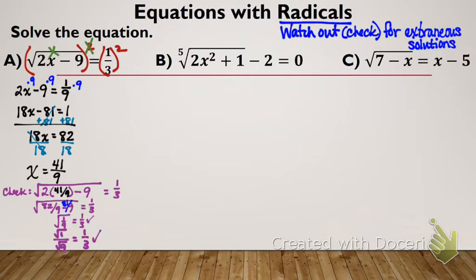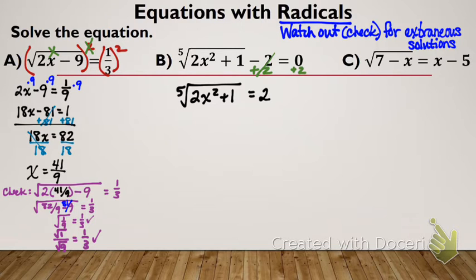So far, so good? All right. Part B, we've kind of increased our difficulty a little bit here. It's set equal to 0. Do I want to leave it set equal to 0? Will that allow me to cancel my radical? No. So I'm going to add 2 to both sides so that I isolate my radical. 5th root of 2x squared plus 1 equals 2.